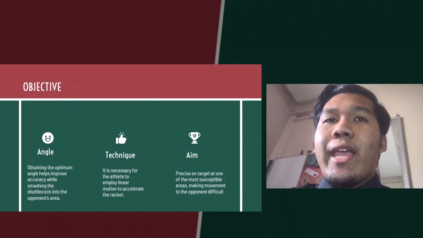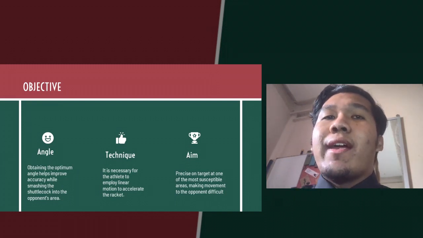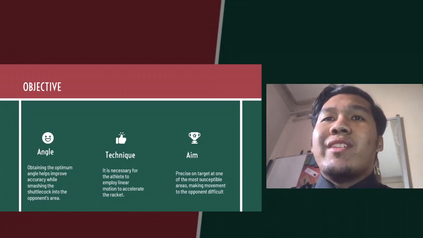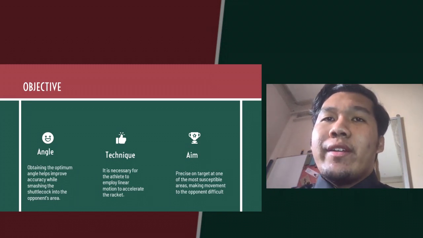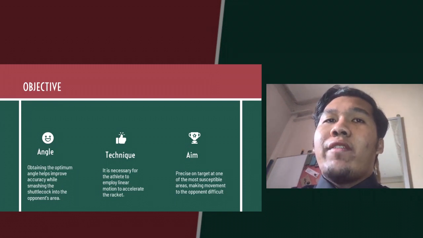Finally, there is the aim. The term aim refers to being directly on target in one of the most suspicious areas, making mobility difficult for the opponent. Rather than using video analysis, the athlete can grab the target in the opponent's right area during the follow-through phase, when the opponent is on the far left, making it impossible for the opponent to go there.